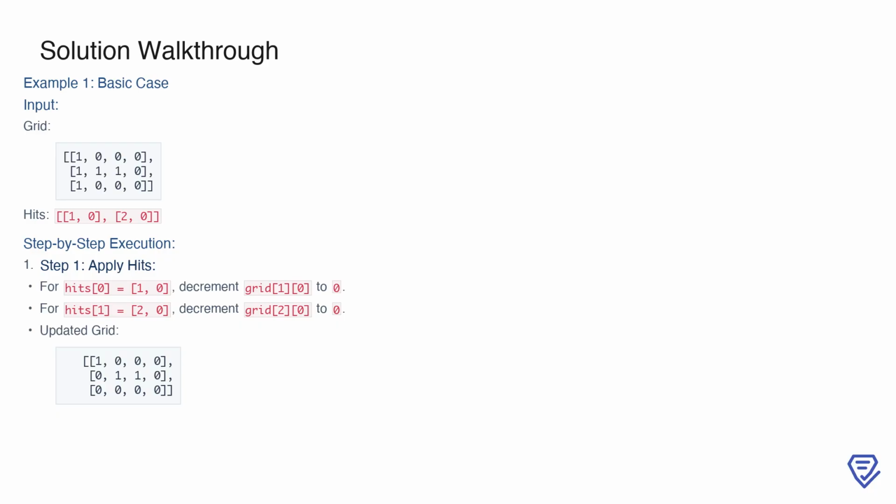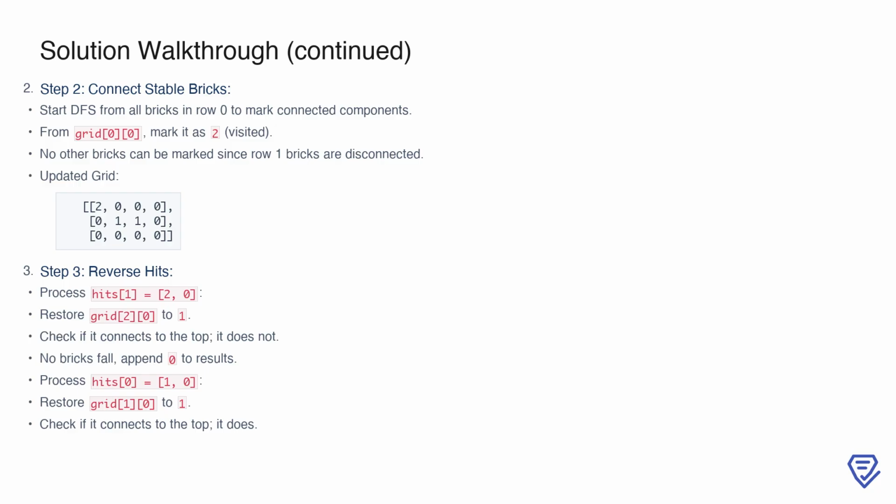For the hit at position 1, 0, we decrement the value at grid 1, 0 from 1 to 0, effectively removing the brick. Similarly, for the hit at position 2, 0, we remove the brick at grid 2, 0 by setting its value to 0. After applying both hits, the updated grid shows that the bricks at these positions have been removed, leaving the structure partially disconnected.